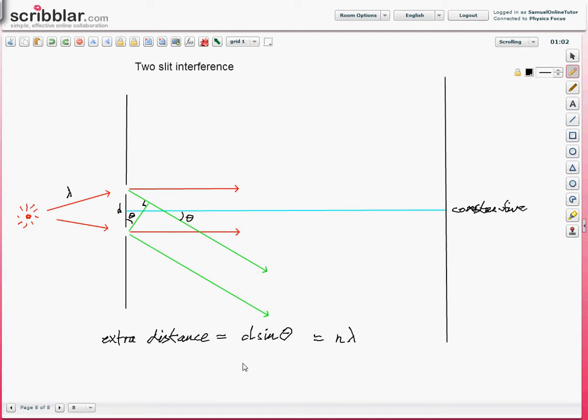Rearranging this equation slightly, this is the way it's normally expressed. If sine theta, the angle we're looking at, equals n lambda over d, that is the condition for constructive interference.